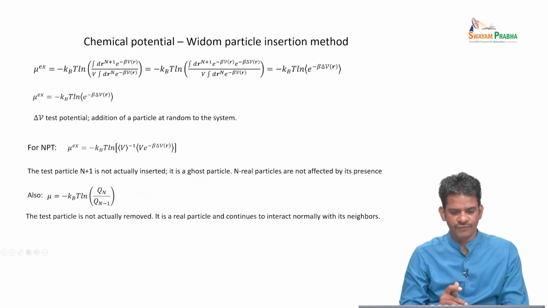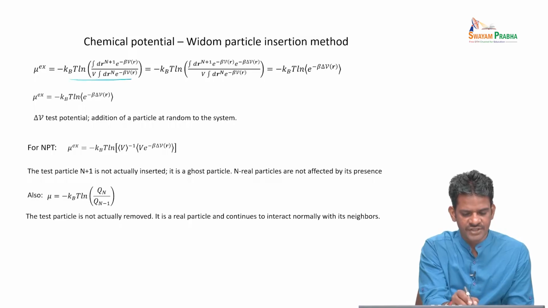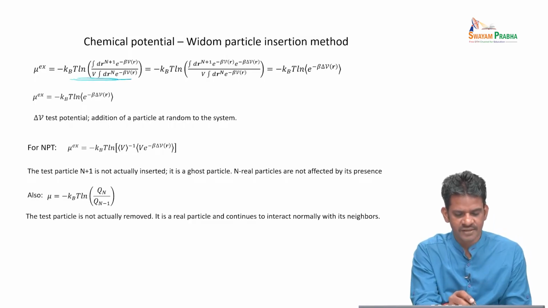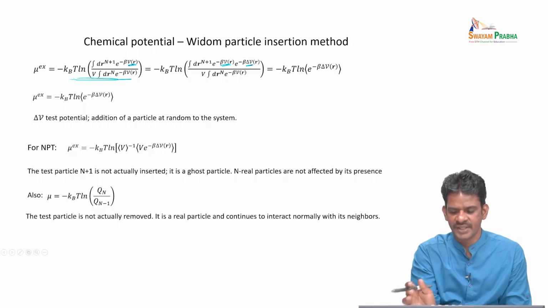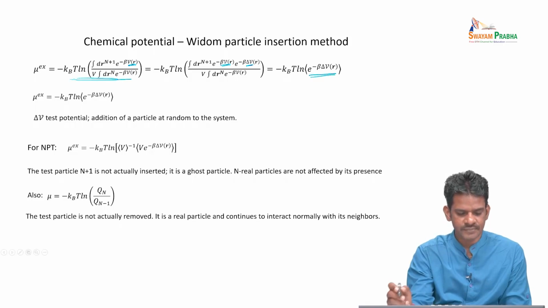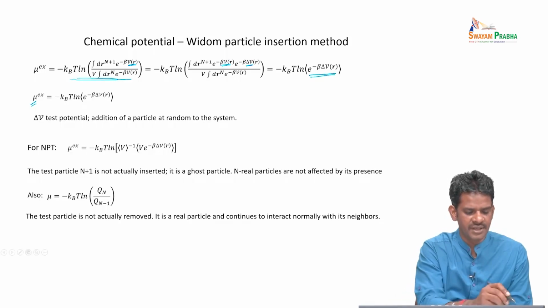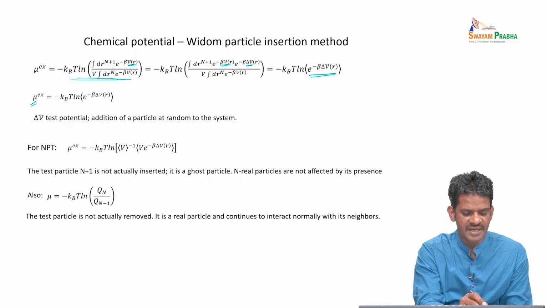Now, if you look at the expression for the excess chemical potential, we see that it is possible to calculate in MD simulations or Monte Carlo simulations, and that is because this is the potential energy for an N plus 1 particle system, which can be written as the sum of the potential energy of the N particle system plus some delta V between the two systems of N plus 1 and N. And this is nothing but an ensemble average of exponential of minus beta delta V. So, in other words, the excess chemical potential can be written as minus k_B T ln of an ensemble average of this property, e power minus beta delta V.